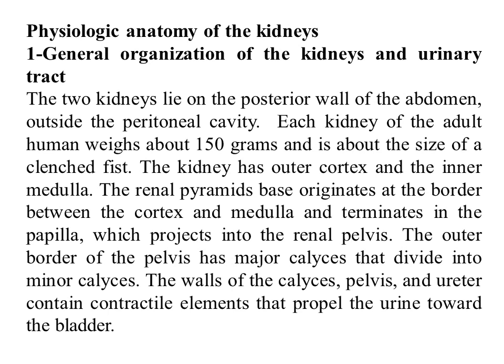The kidney has an outer cortex and an inner medulla. The renal pyramids' bases originate at the border between the cortex and the medulla and terminate in the papillae. The papillae project into the renal pelvis. The outer border of the pelvis has major calyces that divide into minor calyces. The walls of all the calyces, pelvis, and ureter contain contractile elements that help to propel the urine toward the bladder.